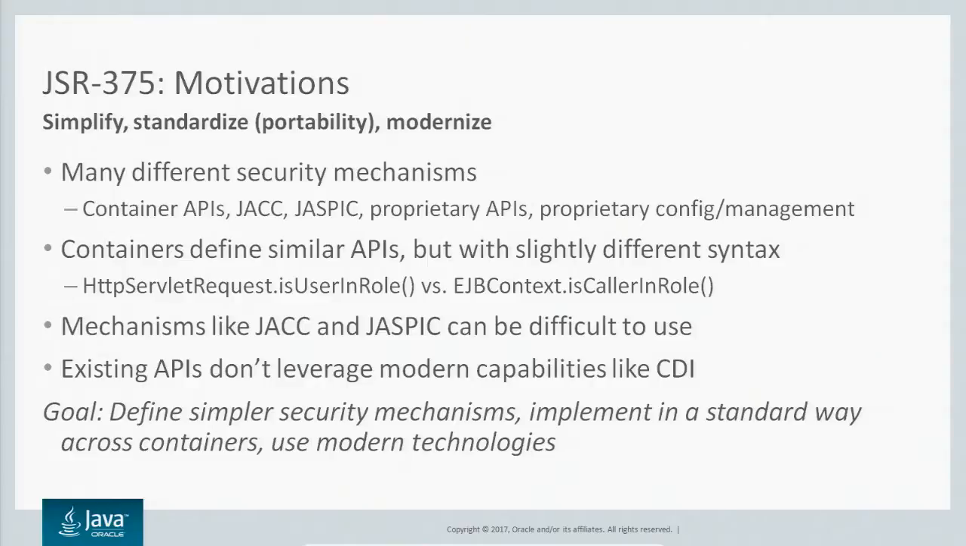The EE containers define similar APIs in many cases, but with slightly different syntax. You've got HTTP servlet request as user and role versus EJB context as caller and role. Mechanisms like Jack and JASPIC can be difficult to use, particularly JASPIC. Jack is not so hard for the programmer, but tough to implement. And existing APIs don't leverage modern capabilities like CDI for the most part. So there was a goal to define simpler security mechanisms, implement them in a standard way across containers, and update the technologies that we used.